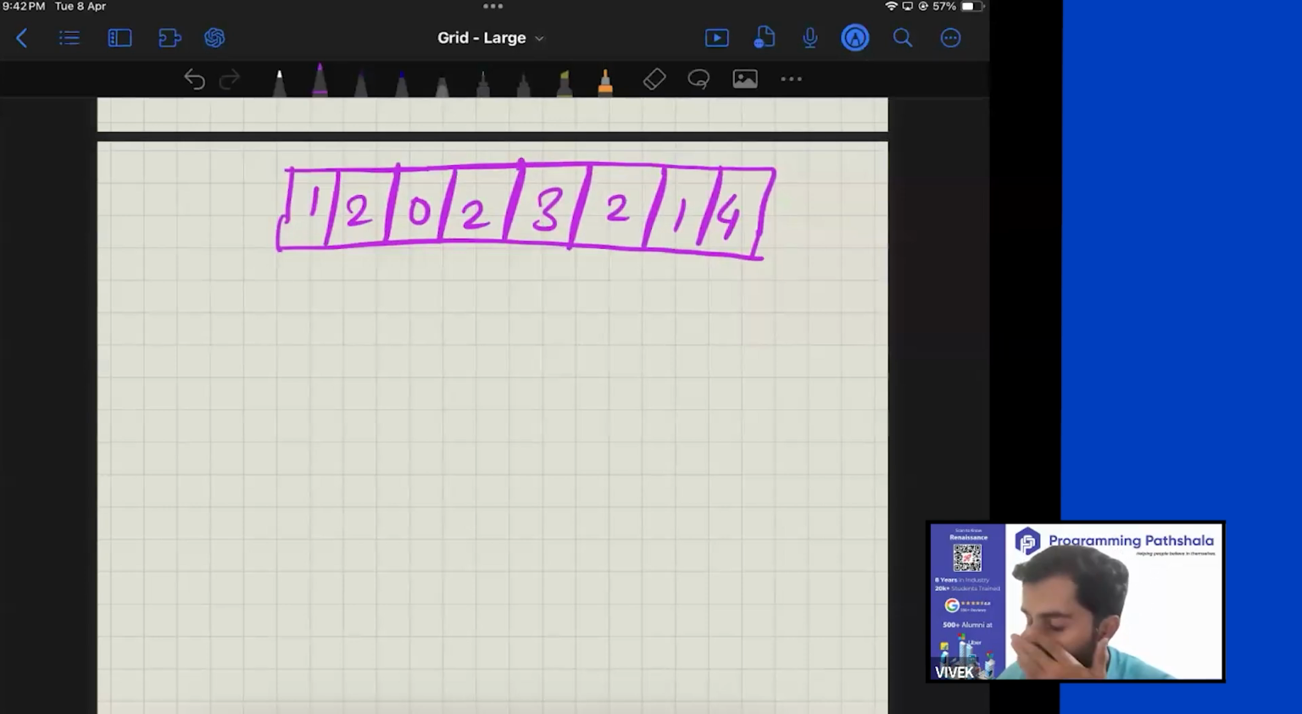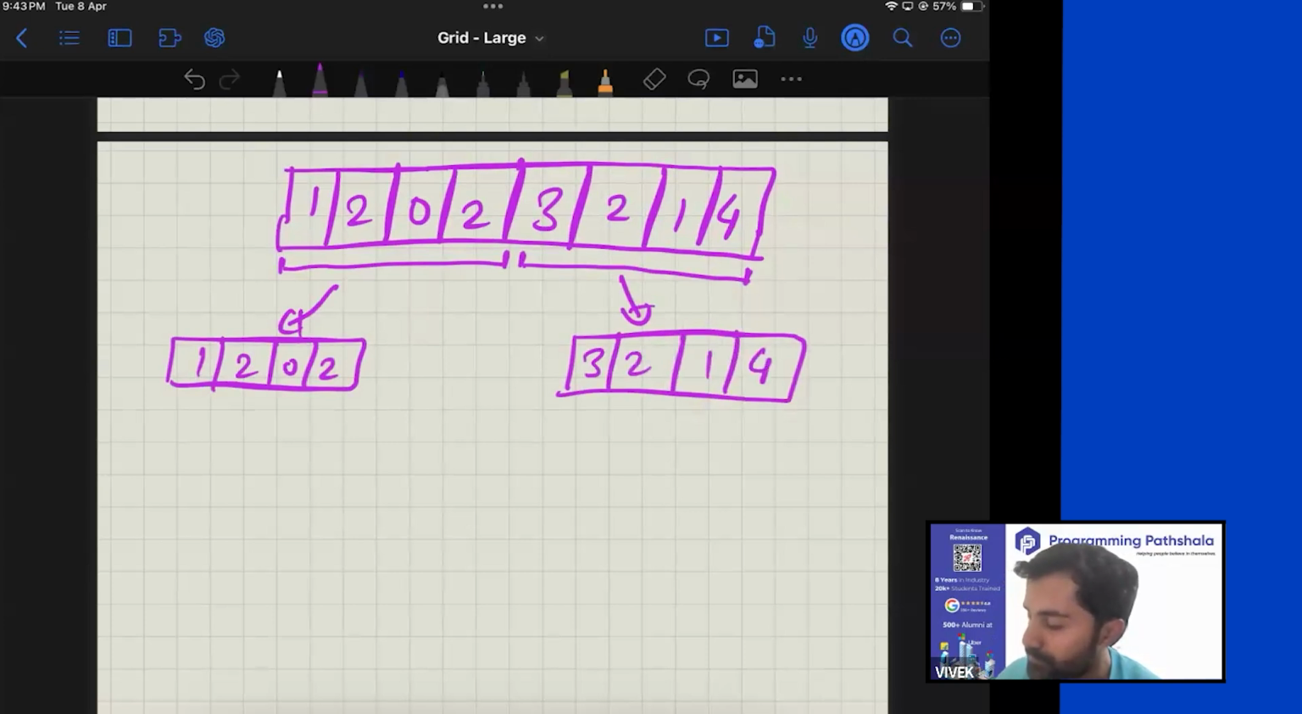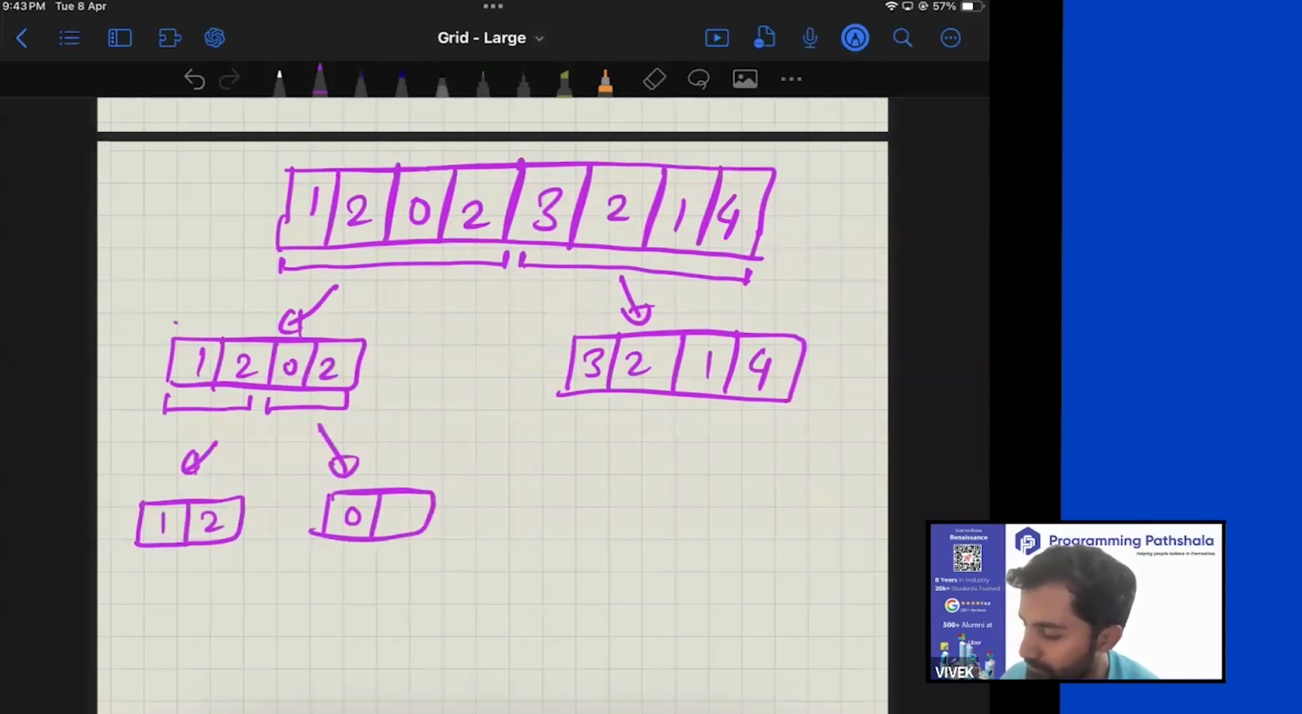Now, in divide and conquer, what we are supposed to do is break this array into two halves. This is the first half, that is the second half. So we would say, let me find the sum of the first half, which is 1, 2, 0, 2, and then the sum of the second half, which is 3, 2, 1, 4. Now, when the control comes here, you would do the same thing. You would say, let me find the sum of the first half and then the sum of the second half. So the sum of the first half is this, and the sum of the second half is this.